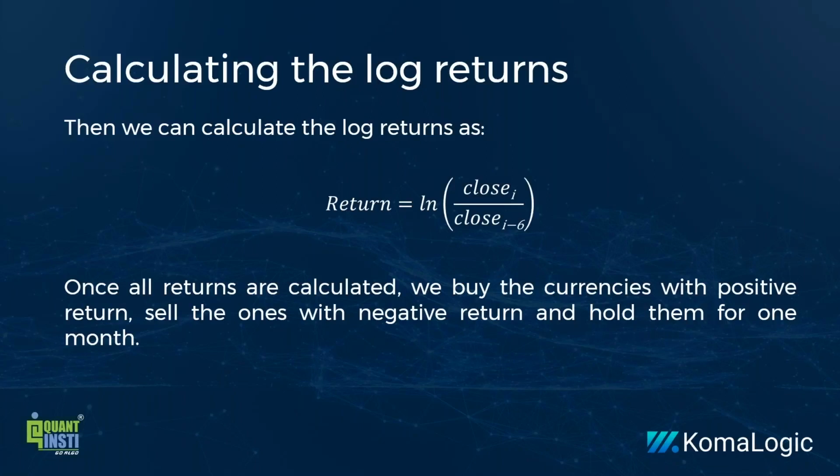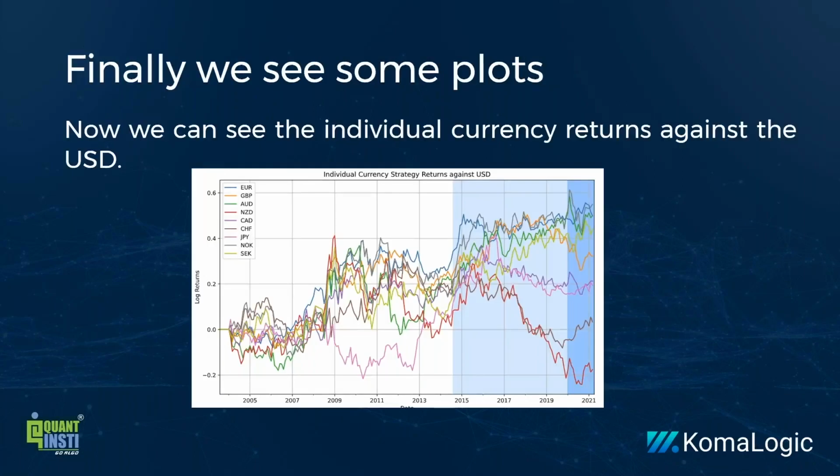And again, now we have all the returns calculated, and the only thing that we need to do now is to buy the currencies with positive returns over the 6 months, sell the ones with negative returns, and hold them for 1 full month. And now finally, let's see some plots and some interesting things. And now here we can see the individual currency returns against the USD. So that was the reason why we were using the USD as the quoted currency, because now we can easily compare all the other currencies.